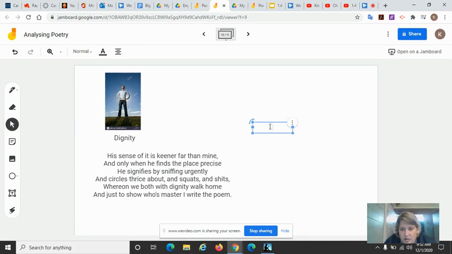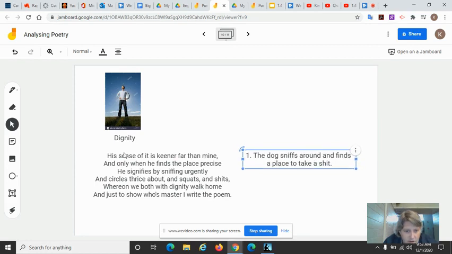All right, so the dog sniffs around and finds a place to shit. All right, so that is what these first four lines mean.